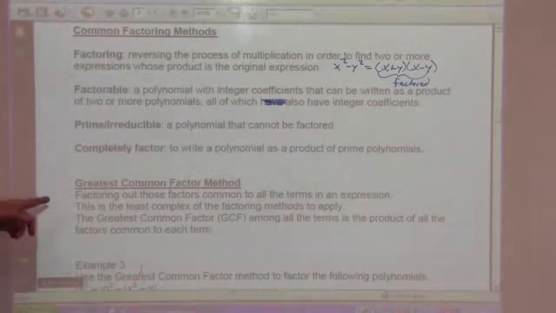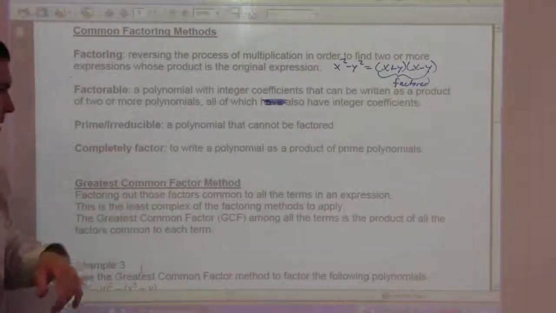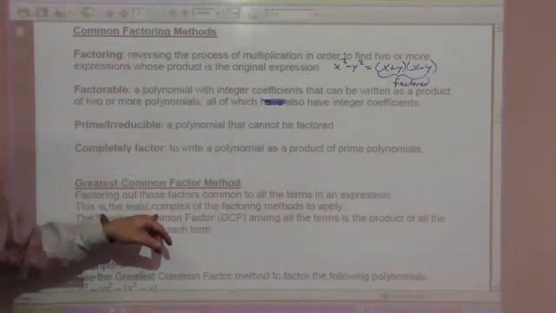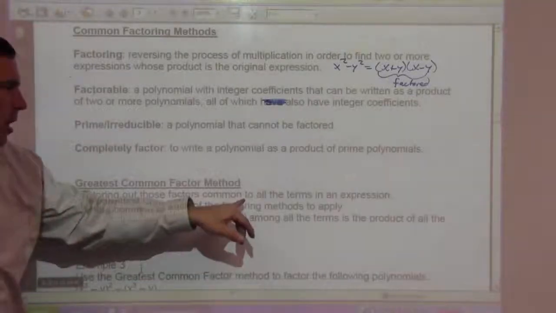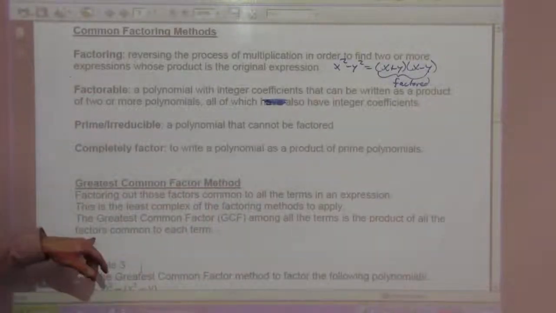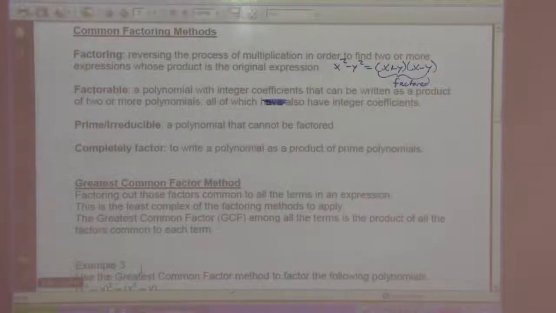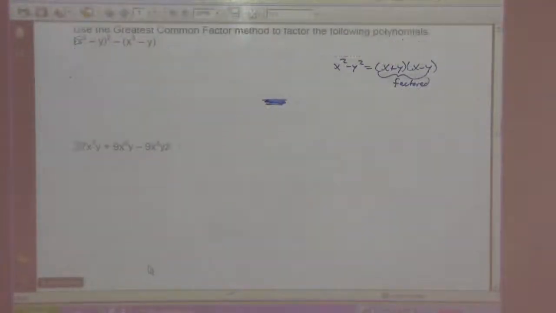Now the greatest common factor method means factoring out those factors common to all the terms in the expression. This is the least complex of the factoring methods to apply, and the greatest common factor, or GCF, among all the terms is the product of all the factors common to each term. So let's look at example 3.